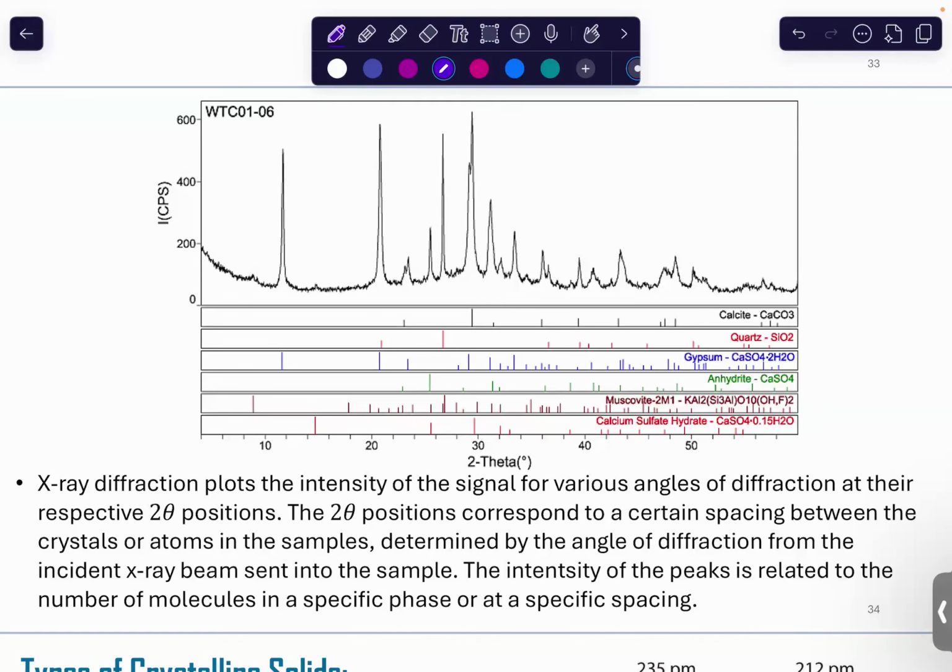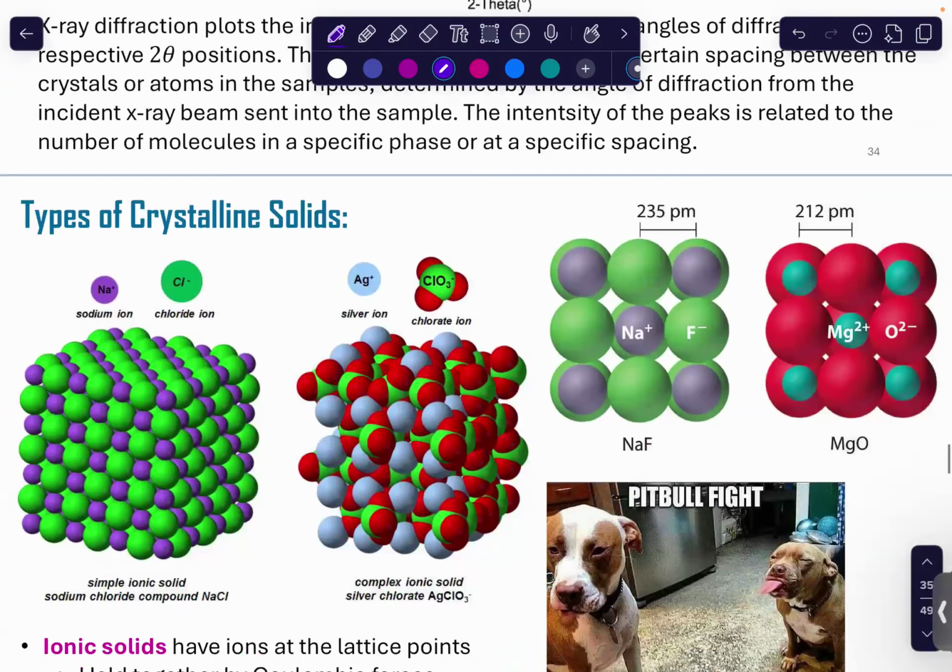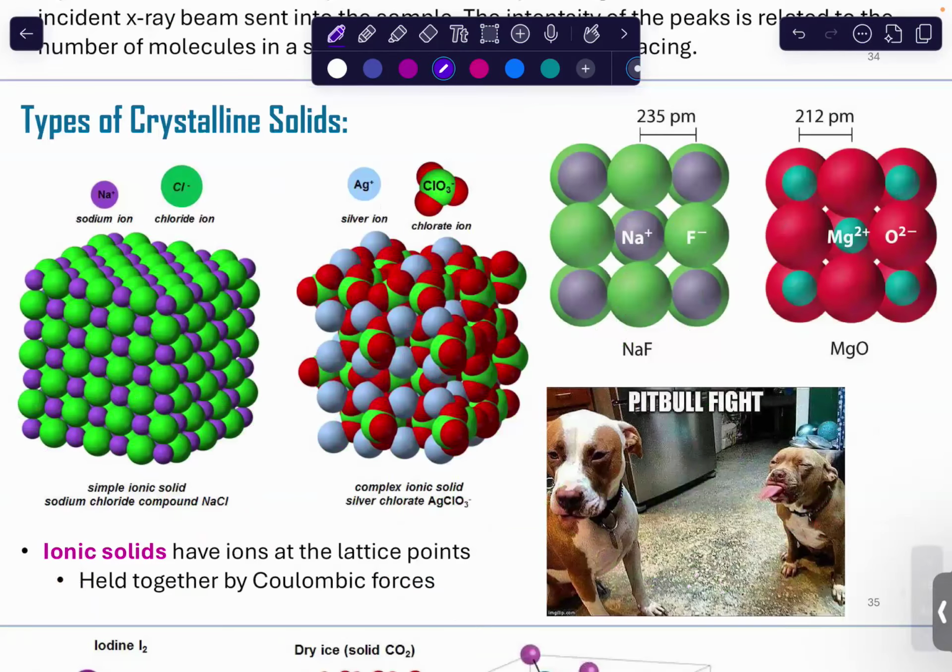So now that you're all ready to go to graduate school and do this, let's start talking about types of crystalline solids. All right, very delicious. So, types of crystalline solids.